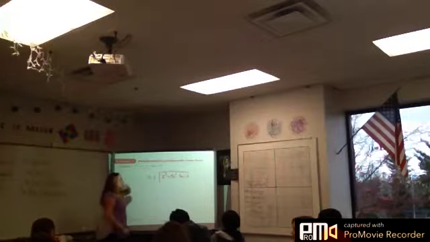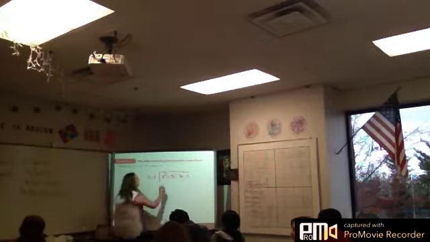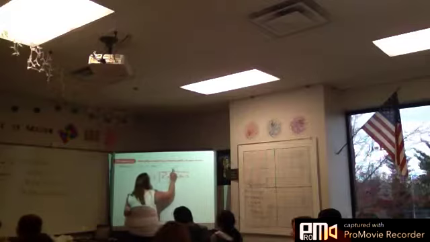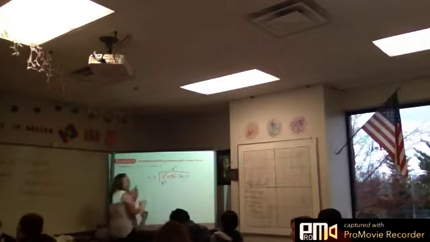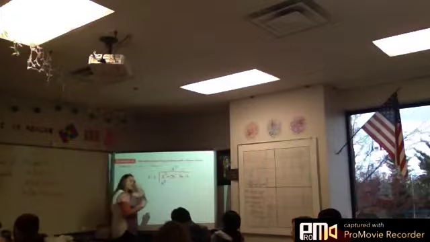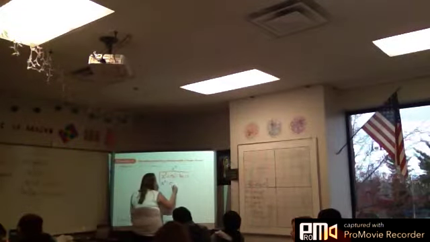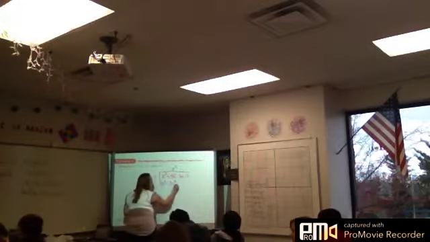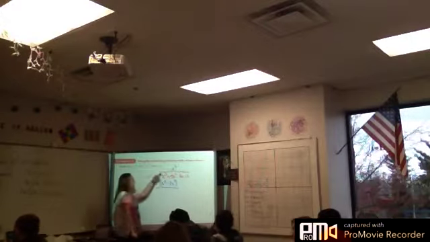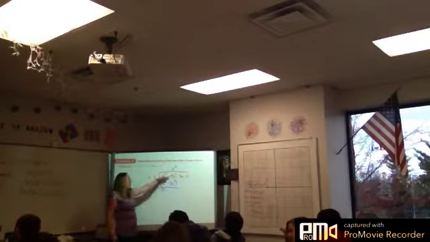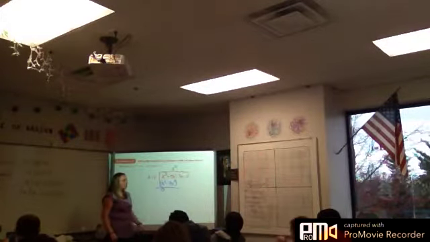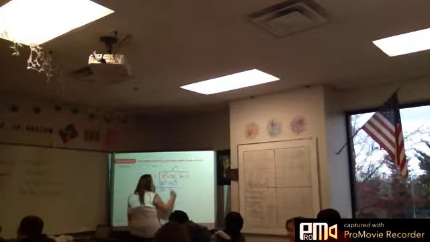x squared. So x squared times x is x cubed. What's x squared times negative 2? Negative 2x squared. Now, I have to subtract. x cubed minus x cubed is 0. 5x squared minus negative 2x squared is 7x squared. Now I bring it on down.